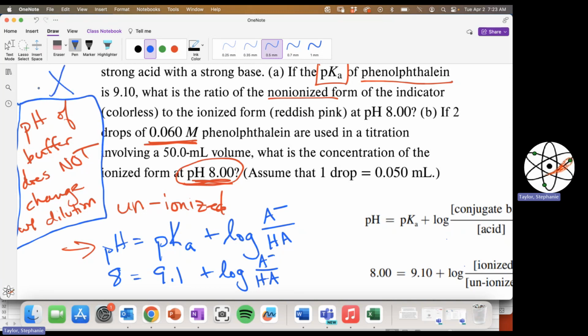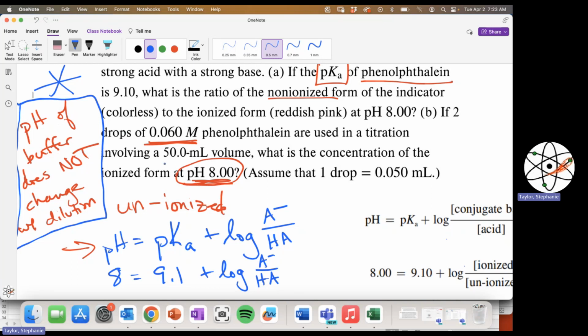So believe it or not, the reason why part B is there is to force you to demonstrate that you never ever recalculate the pH, even though the concentration changes drastically. That's what's happening. That being said, let's go ahead and take a look at the math.